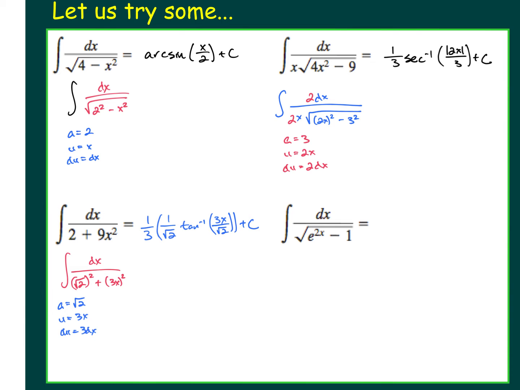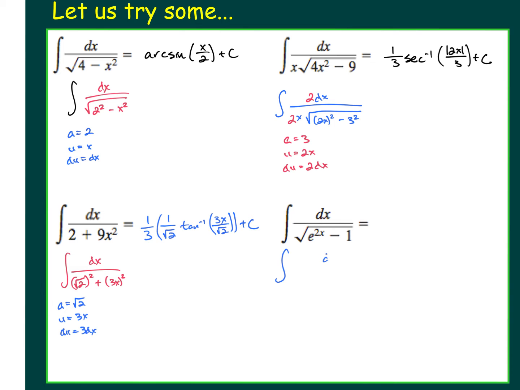This is an arcsecant. Why? It's the variable squared minus the number squared. Okay? Mr. Flick, it doesn't have something out front. Oh, we'll make it there. All right, so let's manipulate it a little bit.